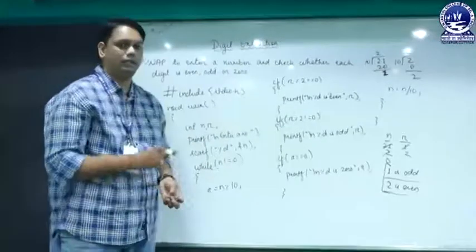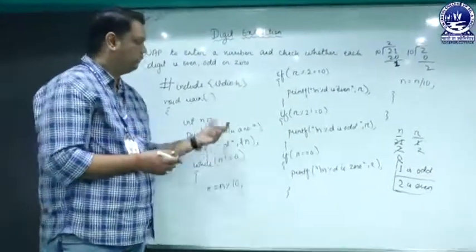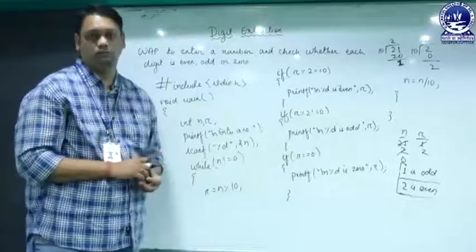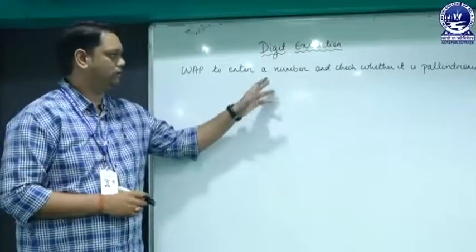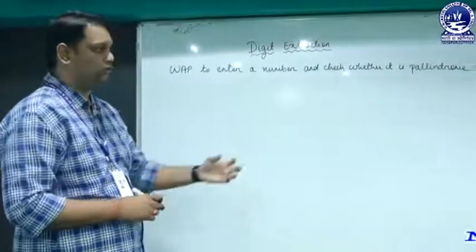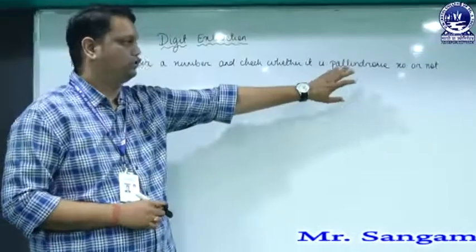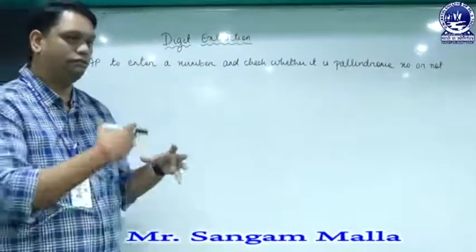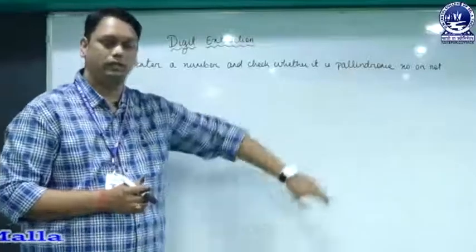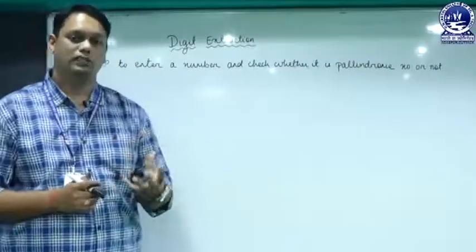Now we will be taking another example in which we will be checking whether a number is a palindrome number or not. Let's say we have to enter a number and check whether it is a palindrome number or not. So what do you mean by a palindrome number? Palindrome number means if the reverse of a number is equal to the number, then we call it a palindrome number. Let's say I have taken a number 1001.